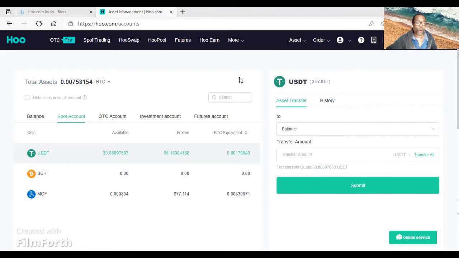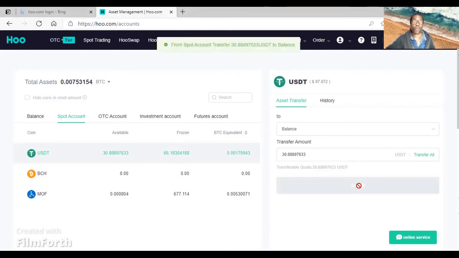in order to buy your local currency and then deposit into your bank account, you can see that the USDT that we got here from the market order is still at the market. So you have to transfer it to balance. And this is what it does. Transfer asset. Transfer all. Asset to balance. Then submit. You see it has been transferred to balance.